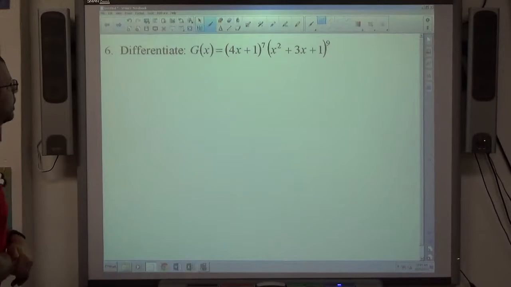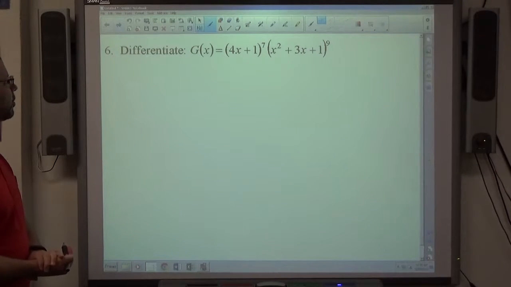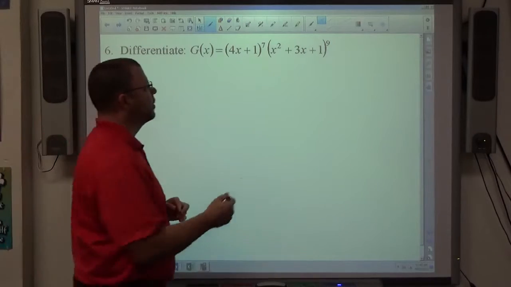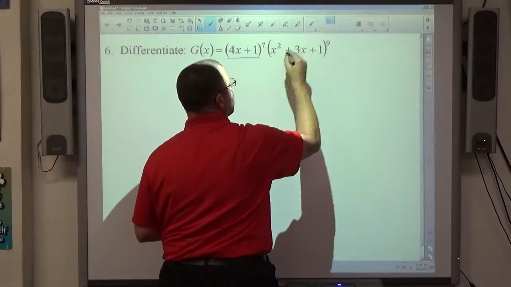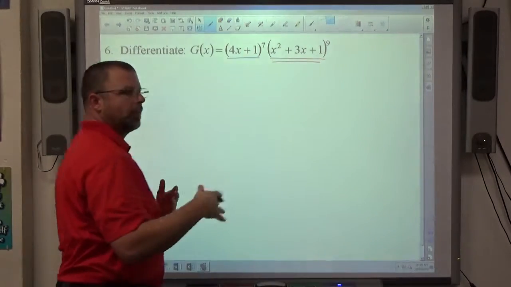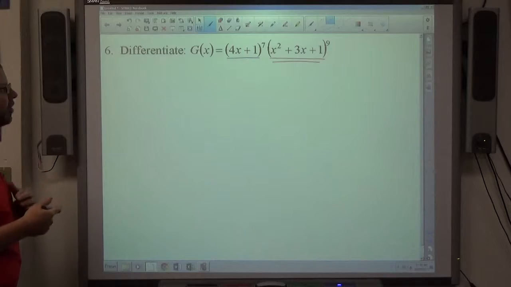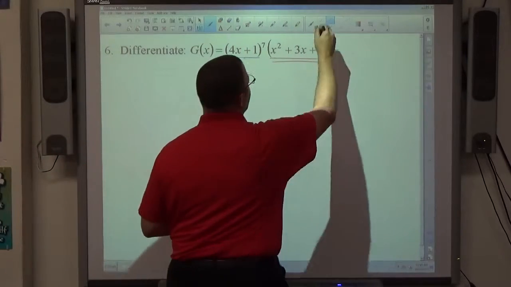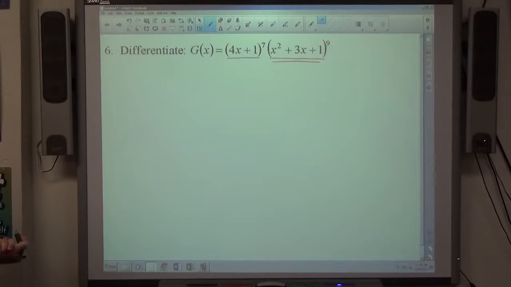Number 6, differentiate g of x equals 4x plus 1 to the 7th times x squared plus 3x plus 1 to the 9th. This basic structure will be there on the quiz for number 6 also. This is a product rule. So I have function 1 being multiplied by function 2. So the product rule of differentiation is required to differentiate this thing. And then there's some specific things I can do to make it prettier, and we'll do all that stuff. Its current form is the best form to differentiate, so I'm ready to go right away.